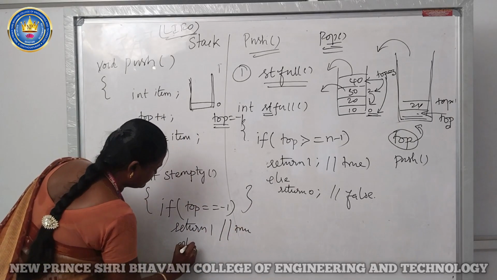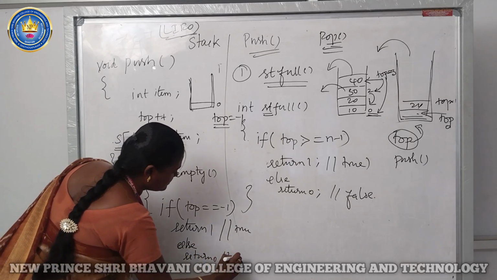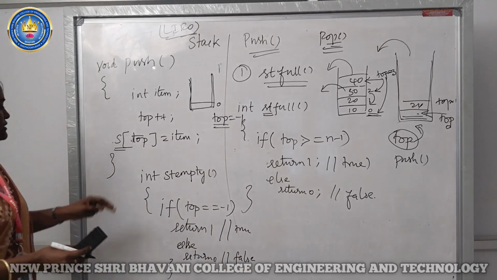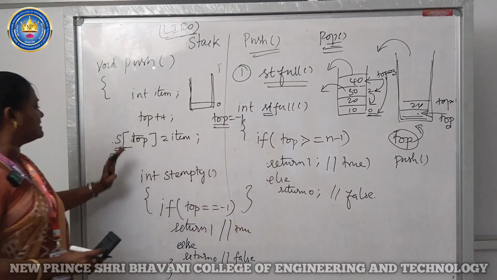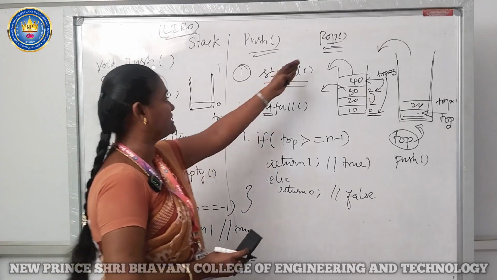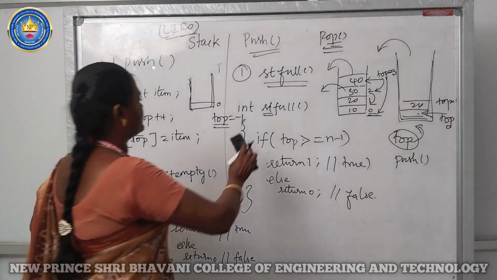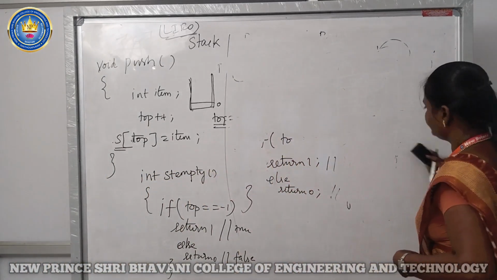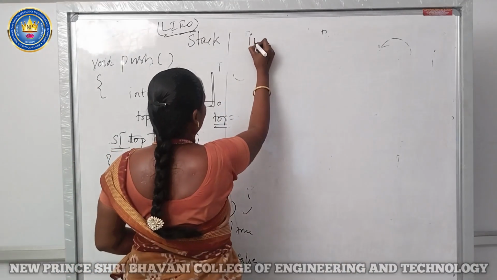Else, return 0. That means false: the stack contains some elements. So before performing the pop operation, we have to check whether the stack is empty or not. Suppose the stack is empty, then we cannot do the pop operation. Otherwise we can perform the pop operation. Now we have to write the code for the pop operation, so now we write the routine for pop.